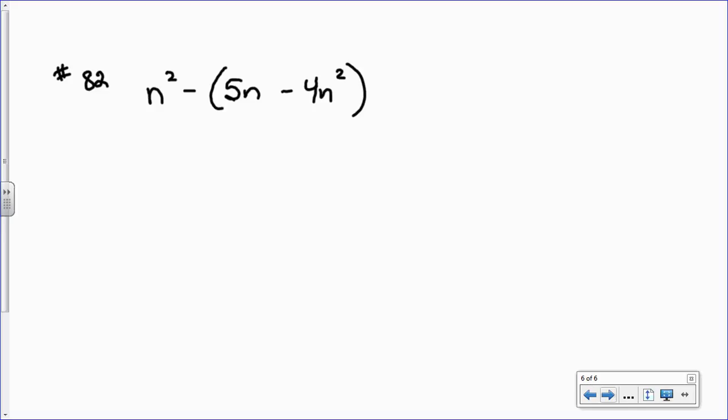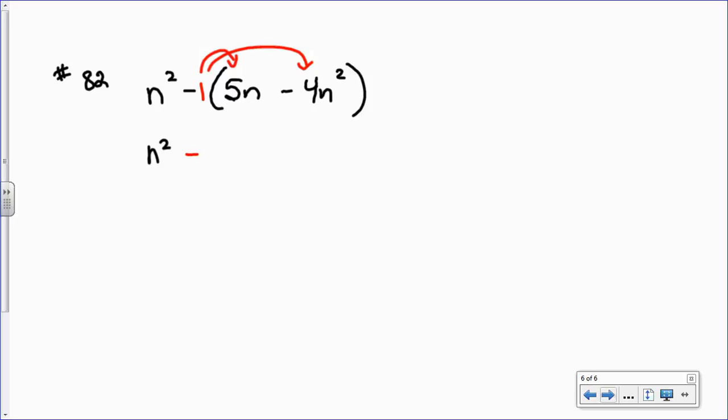So the directions are the same. Simplify by removing all grouping symbols and combine like terms. So I have to get rid of the parentheses. I'm going to distribute. But what am I going to distribute? The negative, or -1. This n squared is a different term than that -1 right there. So what I distribute is the -1. The n squared just comes down.